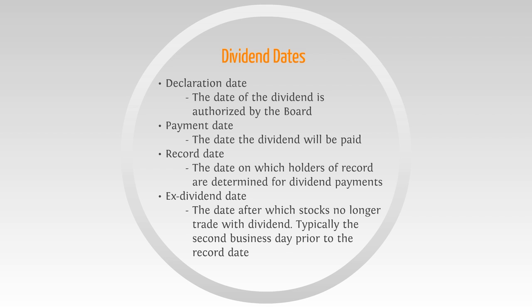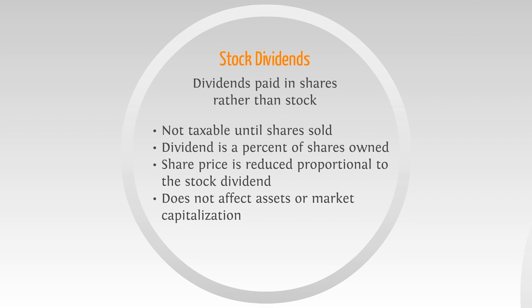And this is typically the second business day prior to the record date, since it will settle after the record date. We have stock dividends, which are shares that are paid out to shareholders. And this is really more like a rearranging of the number of shares than a true payout to the owners. Nothing really changes except the number of your shares, and your price is adjusted proportionately so that you still add up to the same ownership.